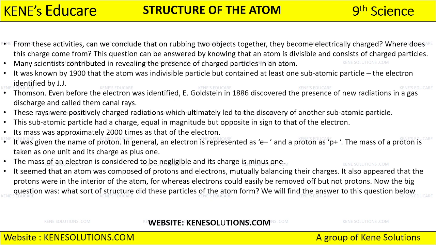So it seemed that an atom was composed of protons and electrons mutually balancing their charges. What was seen? That electrons and protons were balancing their charges. One was minus 1 and one was plus 1, right? It also appeared that the protons were in the interior of the atom, whereas electrons could easily be removed but not protons. So now the big question was, what sort of structure did these particles of the atom form? We will find the answer to this in the next part that we study.